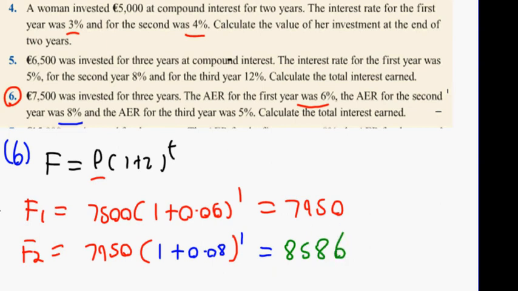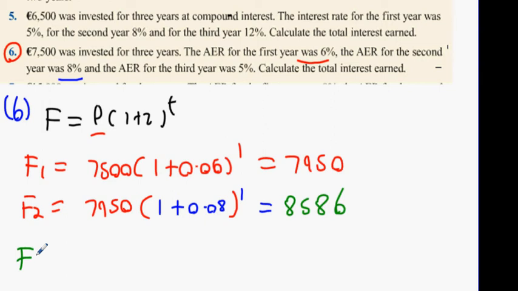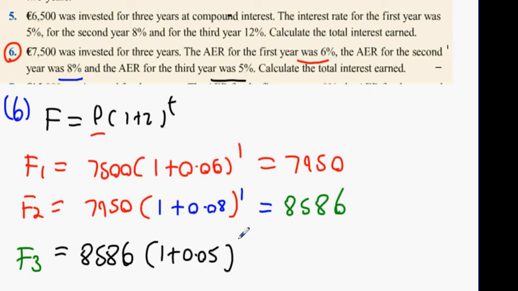Okay. Now finally, at the start of the third year, how much are you investing this time? 8,586, because that's what you have at the start of the third year. And then what percentage are you getting this year? 5%. So 1 plus 0.05, power of 1, because you're only doing it for 1 more year. What do you get? Stop for 1 second. Somebody just say it loud and clearly. Barry. 9,015.3. Thank you.